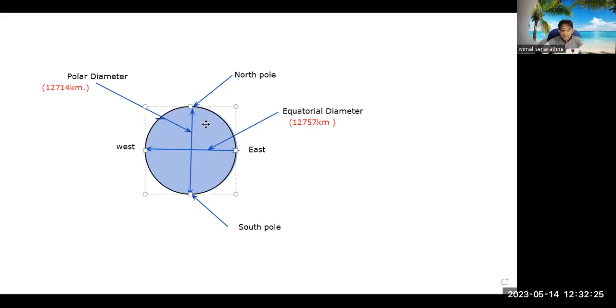It is not a full sphere. Okay, right, you must remember that.